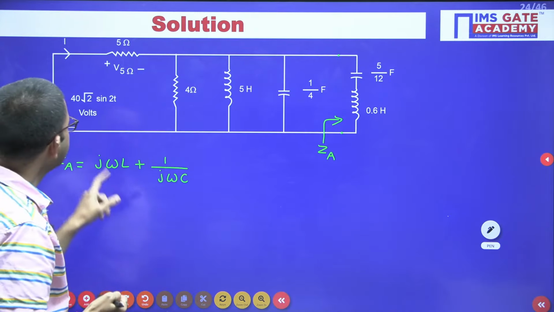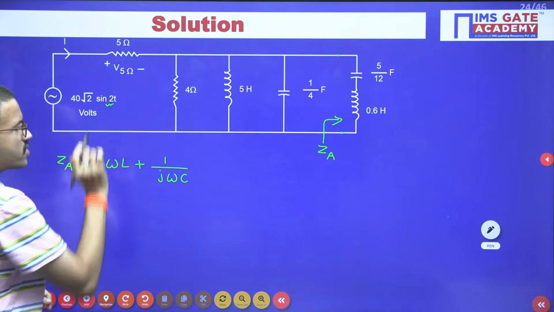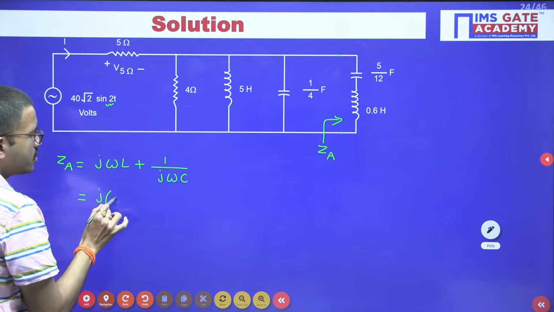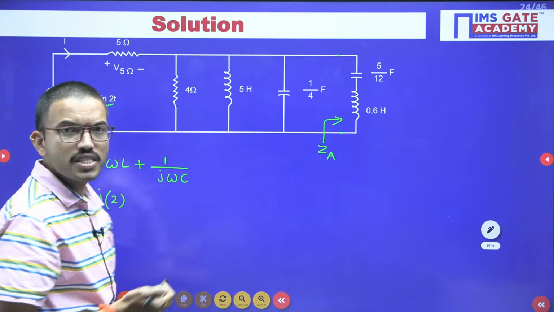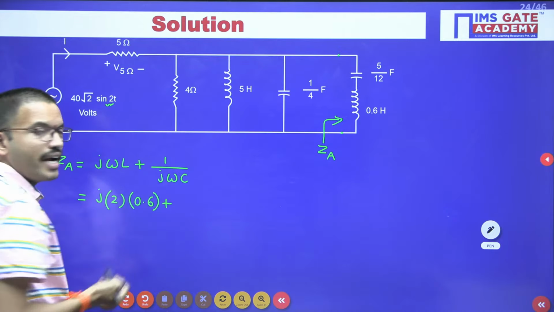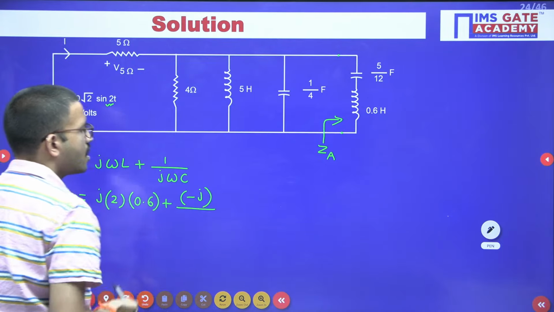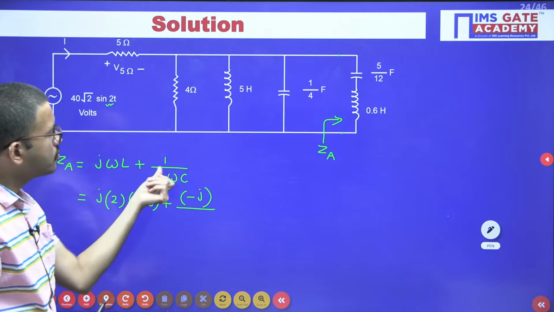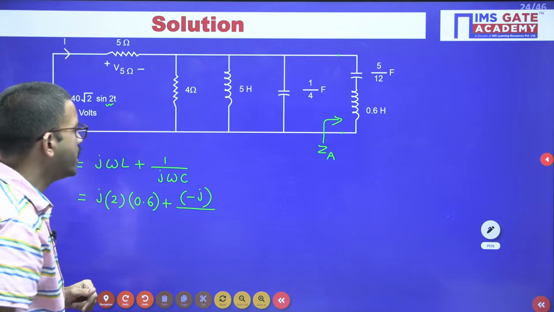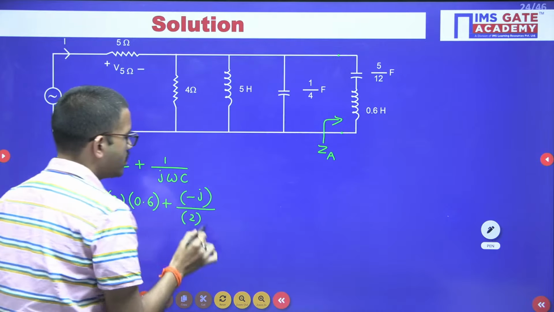Now, in this question, you are having sine omega t, so the omega value is nothing but 2. And the L value is 0.6 Henry, plus 1 by J, we can write it as minus J. Or you can multiply and divide with J. So the numerator you are having J, but the denominator J square is nothing but minus 1, because of that you can write minus J. And once again the omega value is 2, and the capacitor value here you are having is 5 by 12.